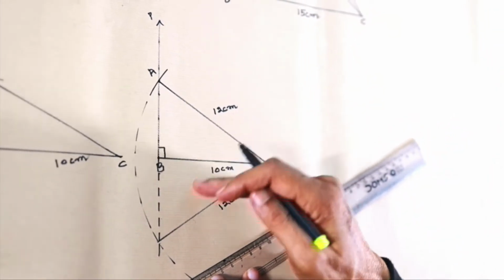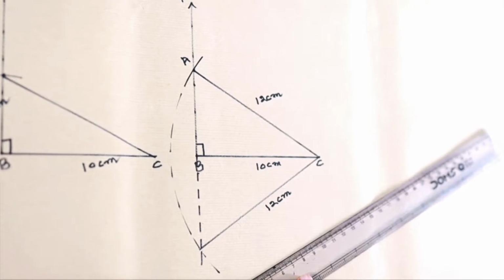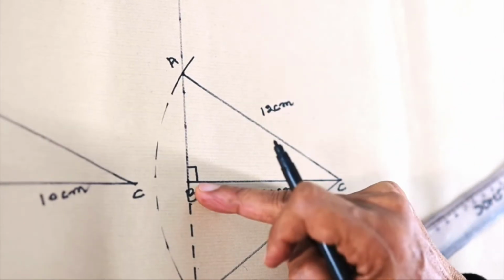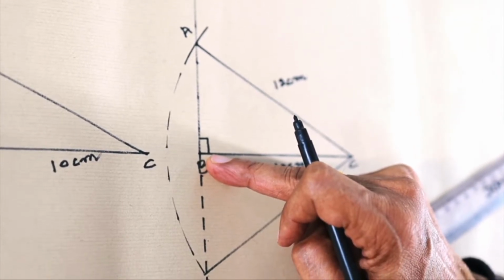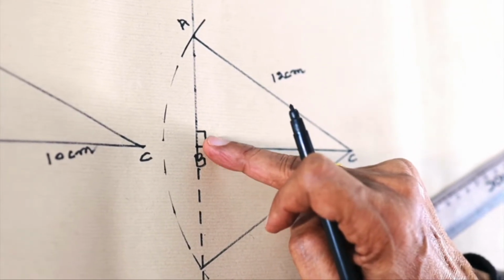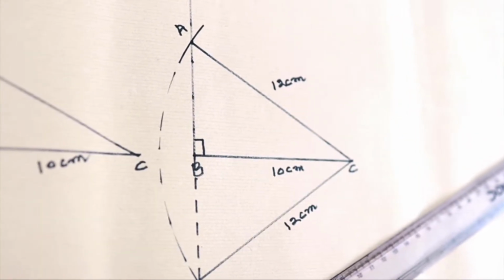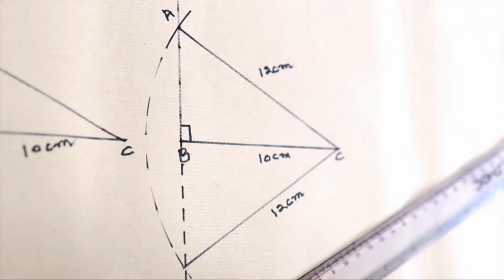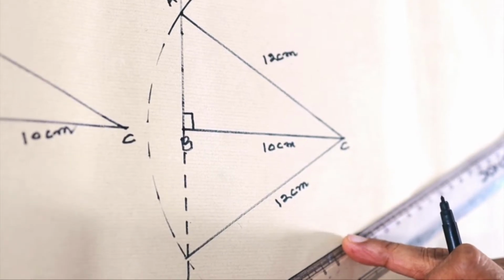Don't you think these 2 triangles are congruent? If 2 sides and an included angle are given, and if the included angle is a right angle, then we are going to get a unique triangle, one and only one triangle.